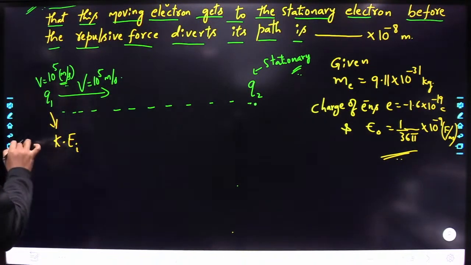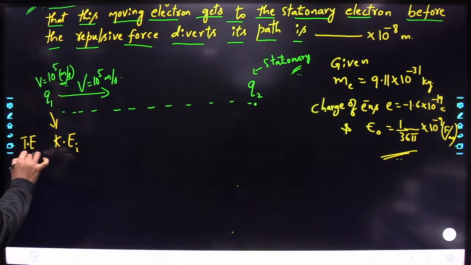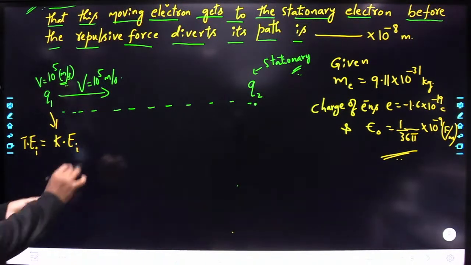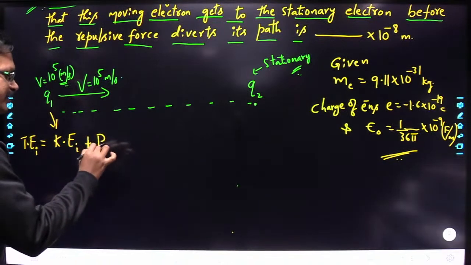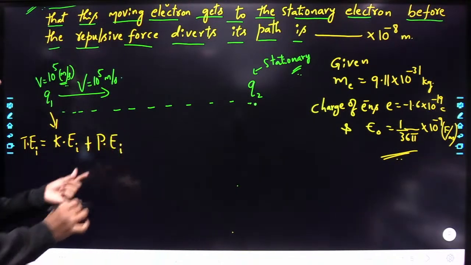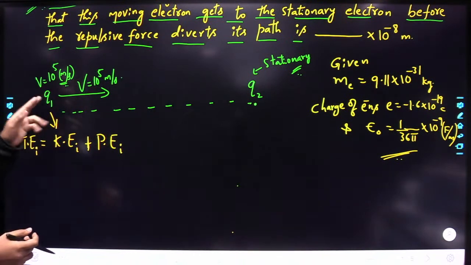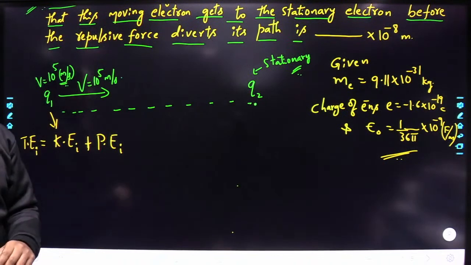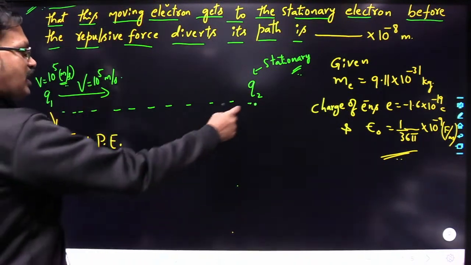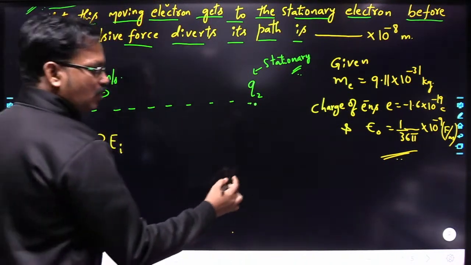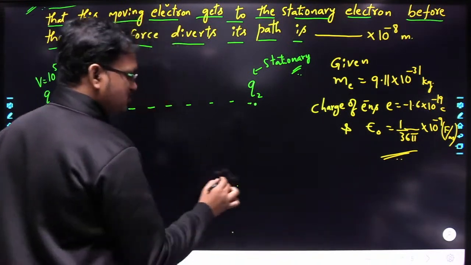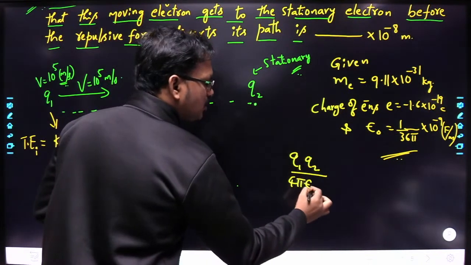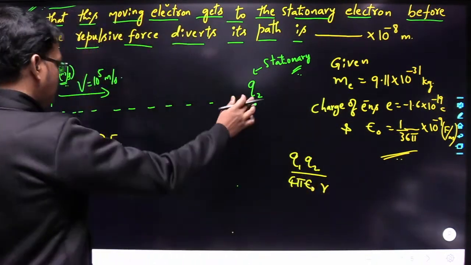So what is the total energy initially you are having? The total energy initially is equivalent to kinetic energy initial plus what? Plus potential energy initial. So what is the potential energy initially? See, this charge Q1, they have said that it is very far away from Q2. So we know that if you are having 2 point charges Q2 and Q1, the potential energy is given by Q1 Q2 by 4 pi epsilon naught into R, where R is the distance between Q1 and Q2.